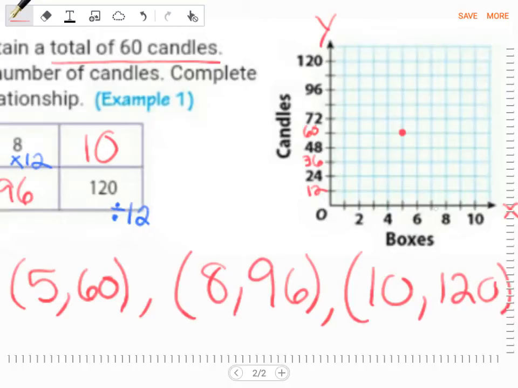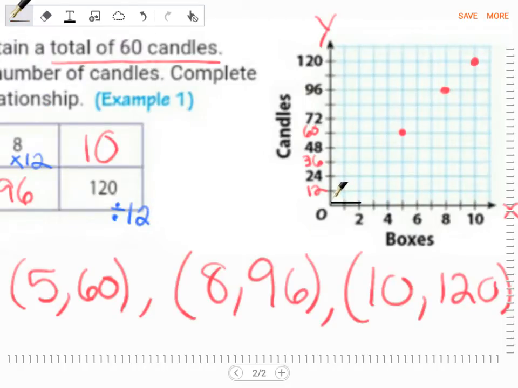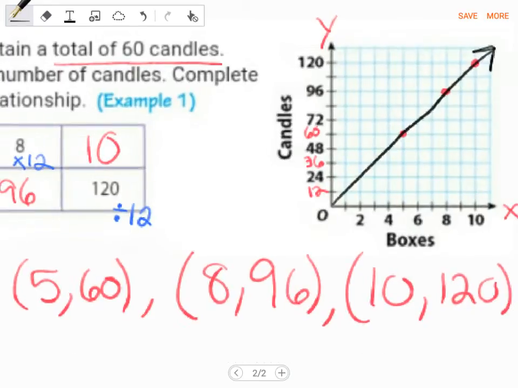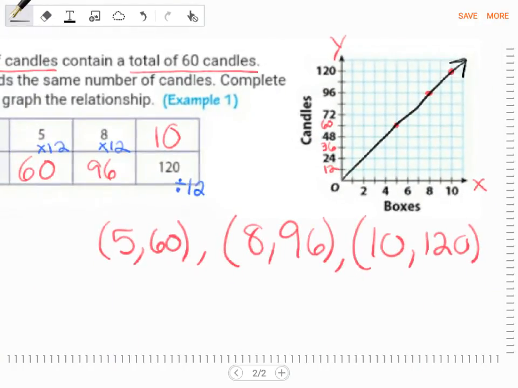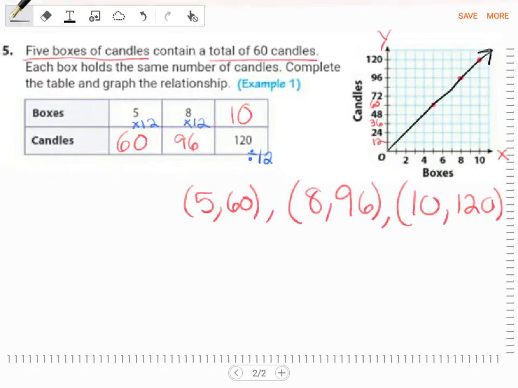Then I'm going to do the point 8, 96. There's my point. Then the point 10, 120. There's my point. And now I can connect all of my points to make a line. And remember to have that arrow on that line so that you don't forget. That line can continue. That graph will go on forever.